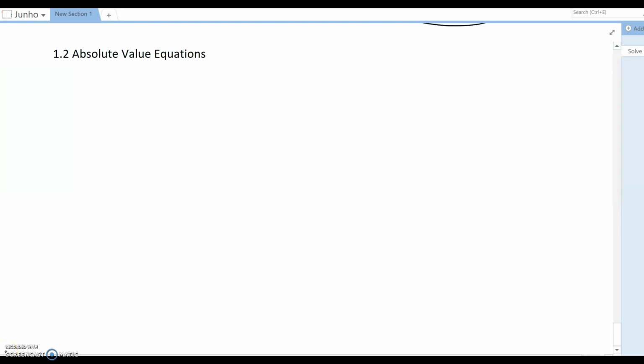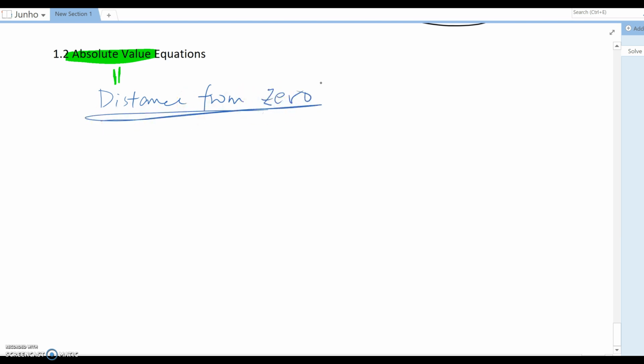Lesson 1.2 Absolute Value Equations. Before beginning the main topic, we need to define what absolute value means. Absolute value means distance from 0. Okay, one example.